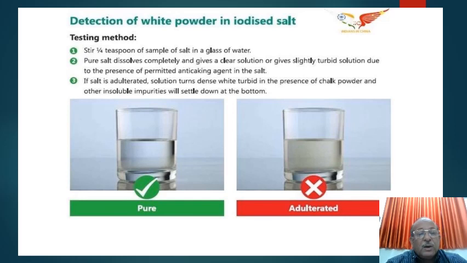Detection of white powder in iodized salt. Stir 3 to 4 spoonfuls of the salt sample in a glass of water. Pure salt dissolves completely and gives a clear solution, or a slightly turbid solution due to the presence of permitted agents in the salt. If salt is adulterated, the solution turns dense, white and turbid in the presence of chalk powder, and other insoluble impurities will settle down at the bottom. So this is how you can find out whether iodized salt is mixed or not.